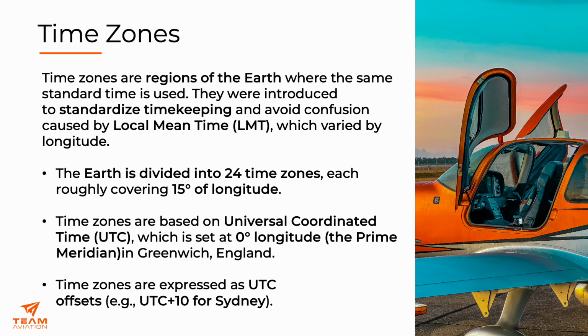Time zones are based on Universal Coordinated Time, UTC, which is set at 0 degrees longitude, the prime meridian in Greenwich, England. Each time zone is then expressed as a UTC offset, such as UTC plus 10 for Sydney or UTC minus 5 for New York.